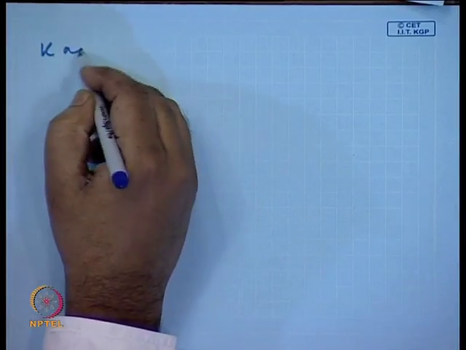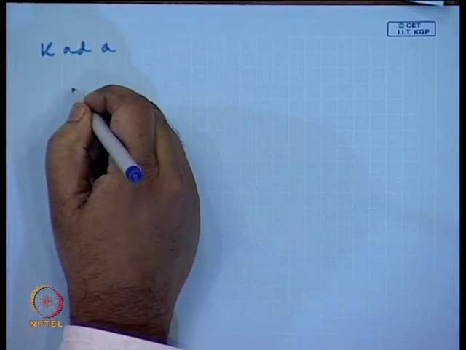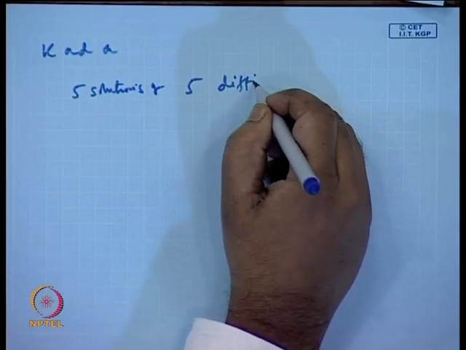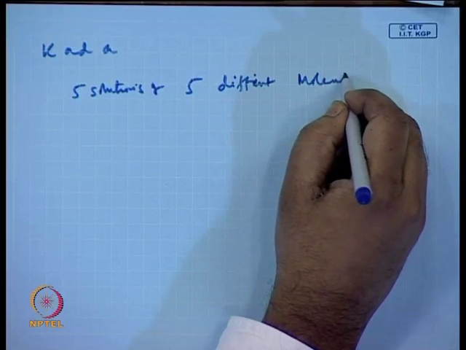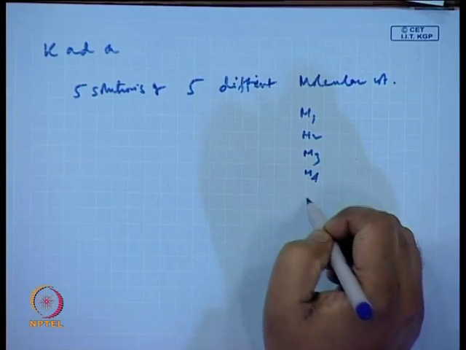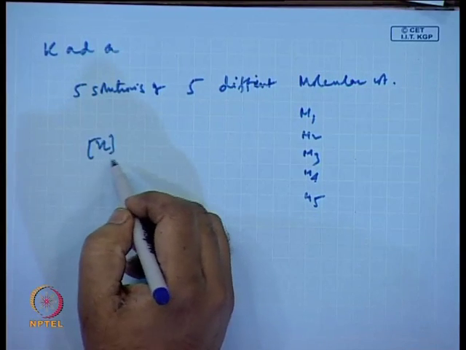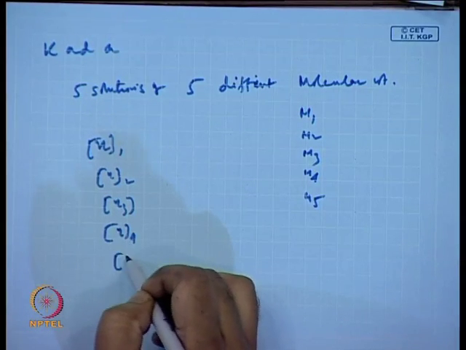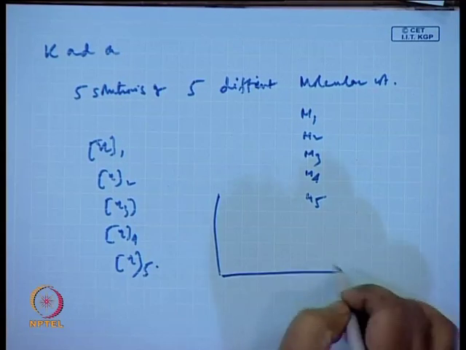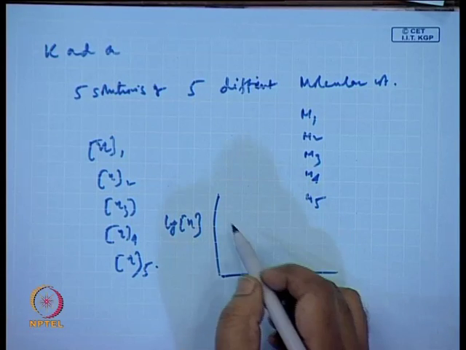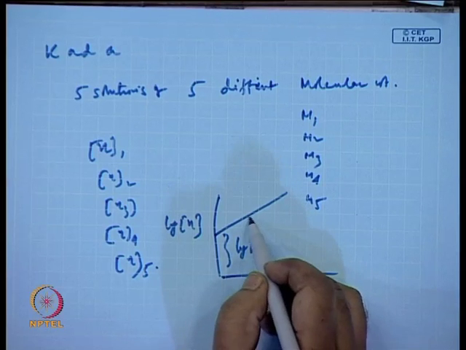Let me come back and say it again. If K and a are not known, what you need to do, you make say 5 solutions of 5 different molecular weight, M1, M2, M3, M4, M5, and then measure the intrinsic viscosity for these, eta 1, eta 2, eta 3, eta 4, eta 5, and then plot log of eta versus log of M and get log of K and a.